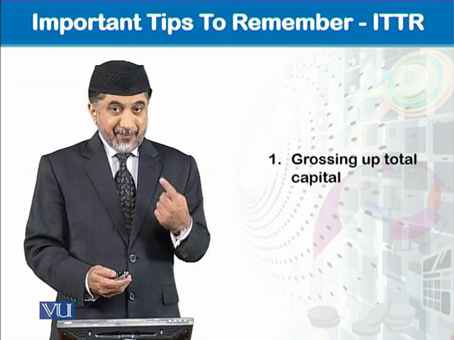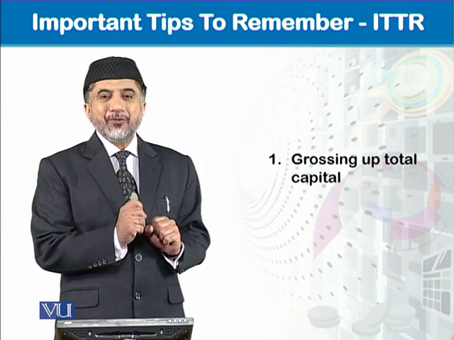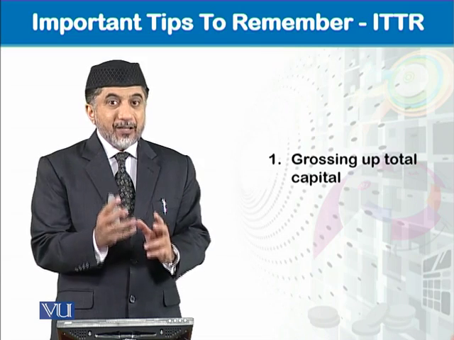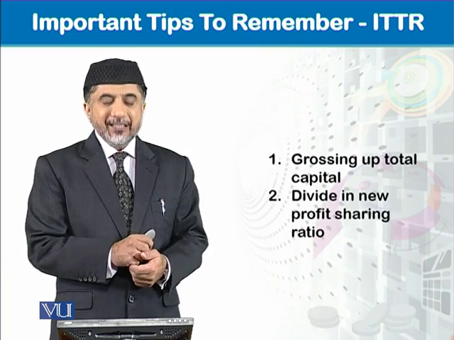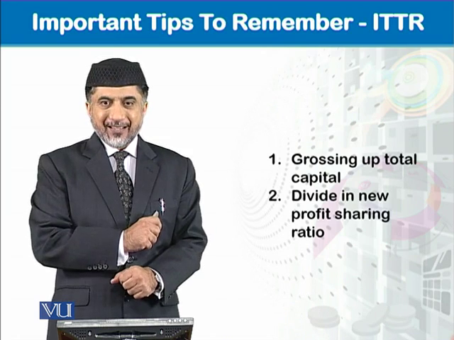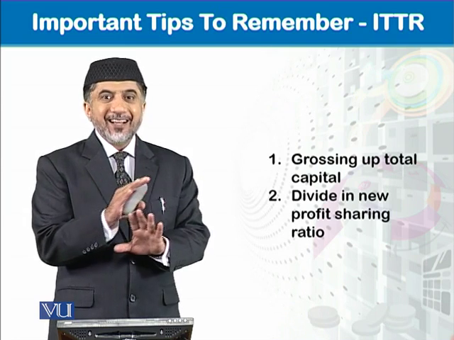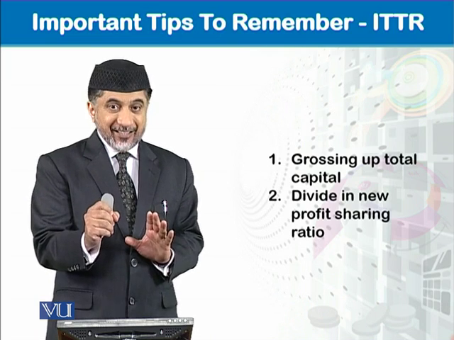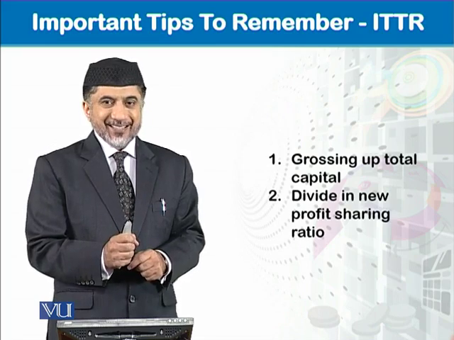The important tips to remember in this module: number one, it's simple grossing up. You have to gross up the base, remember, grossing up. Gross up the base, you will get the total amount of capital. And then divide that total amount of capital in the new profit sharing ratio. Again, the difficult thing is mathematics. Accounting is not difficult. So please practice your mathematics, or otherwise have some money in your pocket for your younger siblings. Thank you.